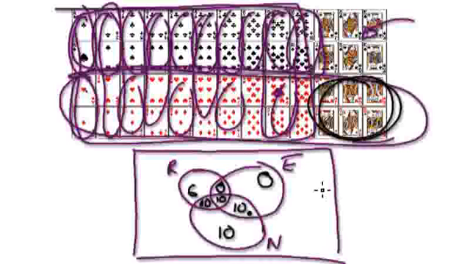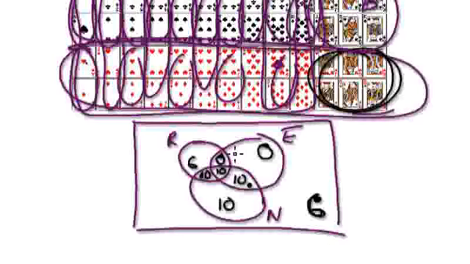Okay, and then if you look at this segment here, not red, not even, and not a number card. Not red, not even, and not a number card. So that can only be these 6. So this here will be a 6. Now this is your complete Venn diagram.